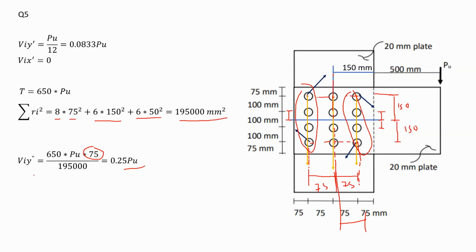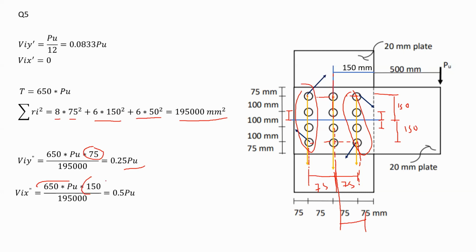What about VIx double dash? Since this arrow is inclined in such a way that it would give components in the x and y direction, I also have VIx double dash. That's again my torsion, 650 multiplied by Pu, divided by 195,000, and multiplied by 150.